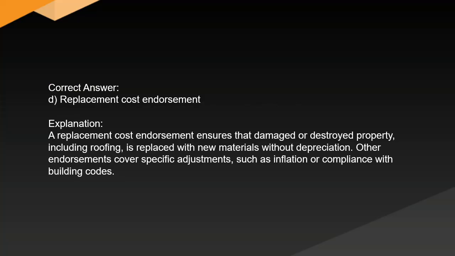Correct answer: D. Replacement cost endorsement. Explanation: A replacement cost endorsement ensures that damaged or destroyed property, including roofing, is replaced with new materials without depreciation. Other endorsements cover specific adjustments such as inflation or compliance with building codes.